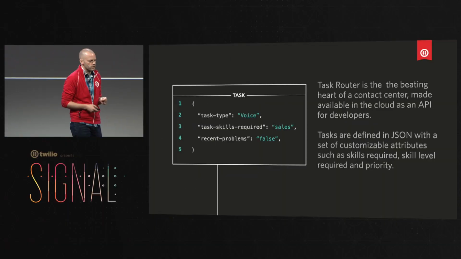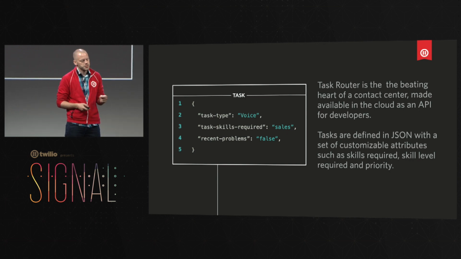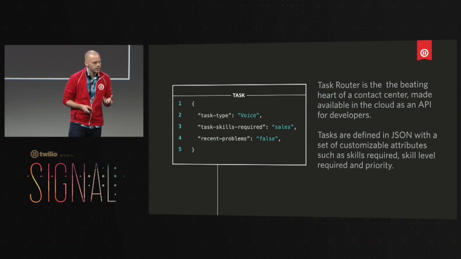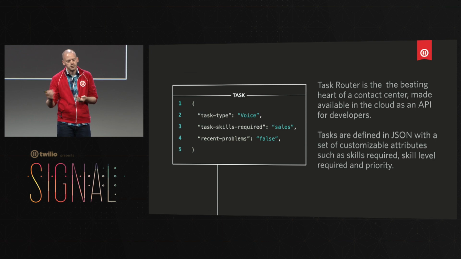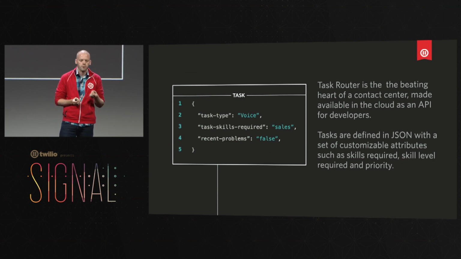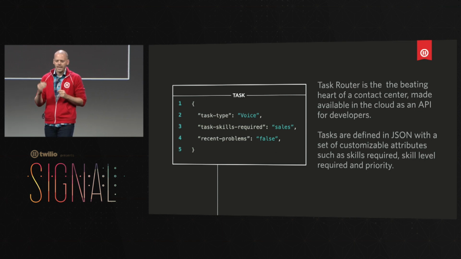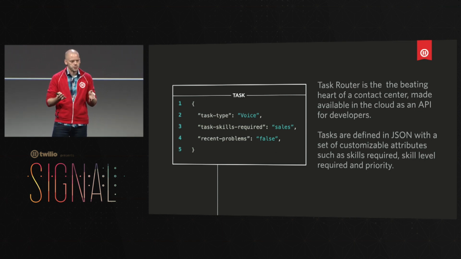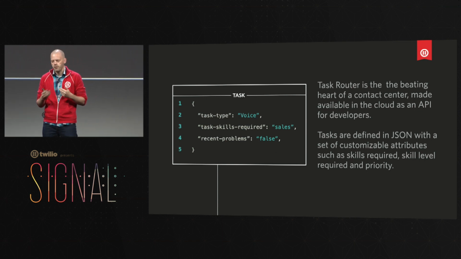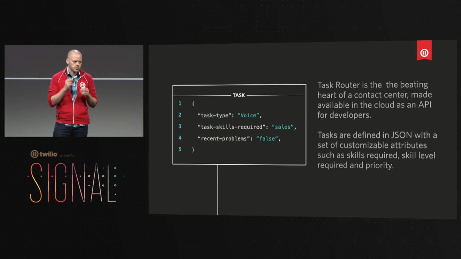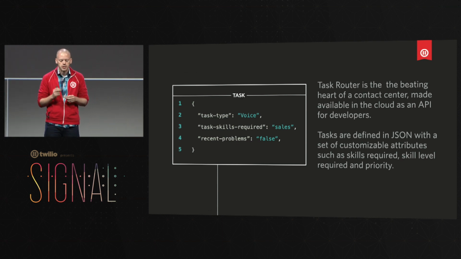So let's follow through something through the life cycle of TaskRouter. It starts off with a task. That task can be anything. Let's say, in this case, it's a task of type voice. And we're going to apply attributes to that task with JSON. And you can use whatever JSON schema you want to define the particular attributes that you need.